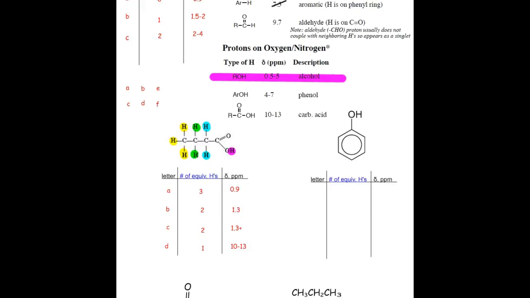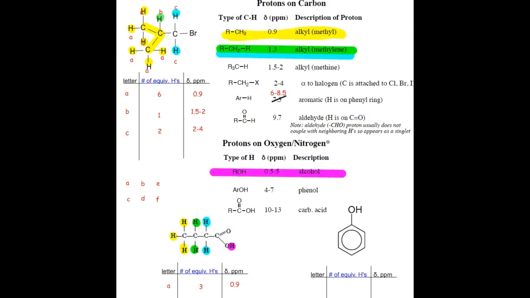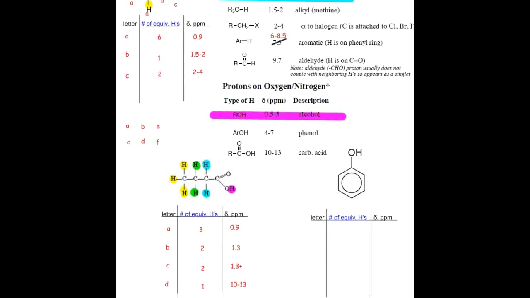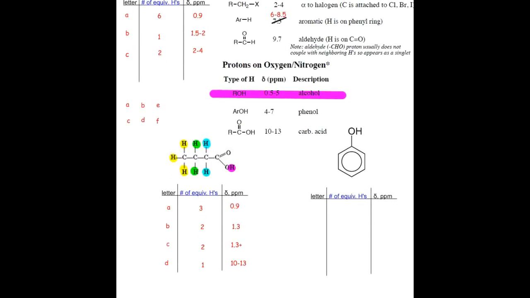That second one I gave a 1.3 plus, meaning it's going to be a little more parts per million than 1.3 because being close to this group makes it a little higher in parts per million. Essentially, the closer it is to an electronegative element, the higher in the parts per million.